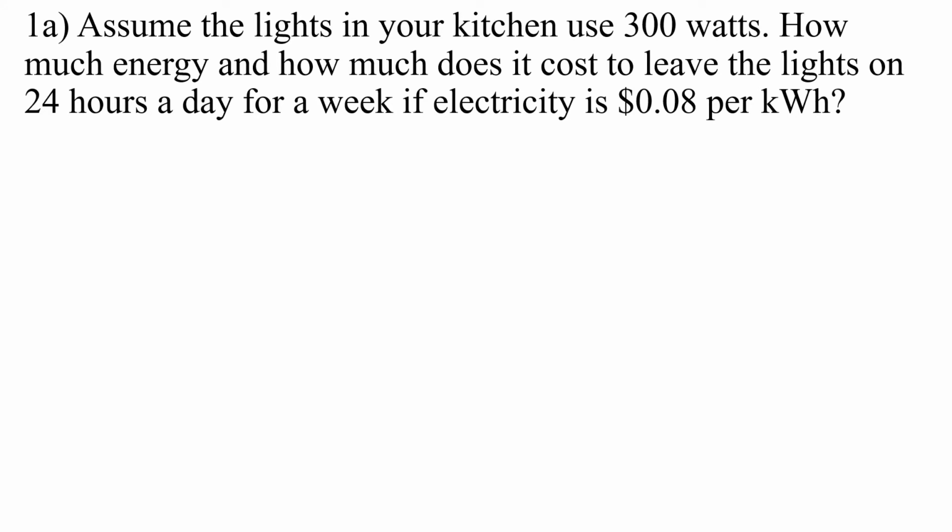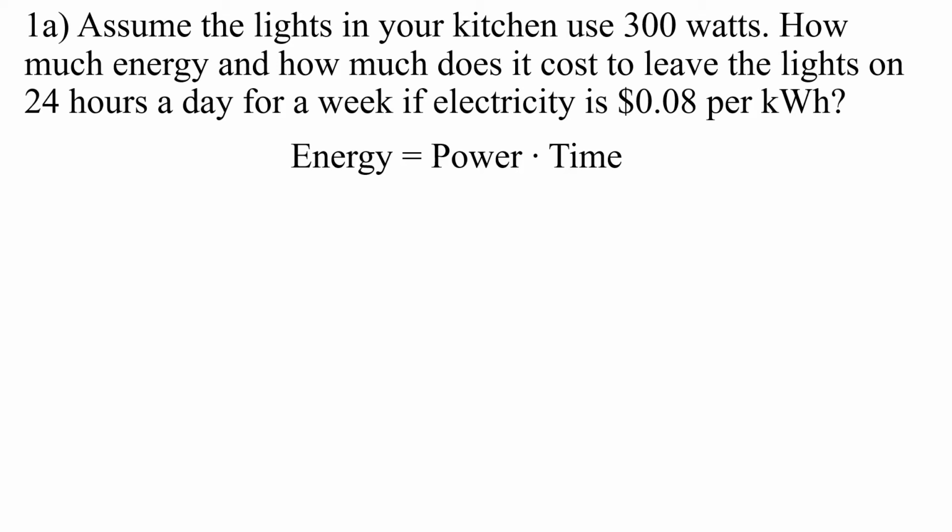1A. Assume the lights in your kitchen use 300 watts. How much energy, and how much does it cost, to leave the lights on 24 hours a day for a week if electricity is 8 cents per kilowatt hour? So what we need here is the energy equation. Energy equals power times time.